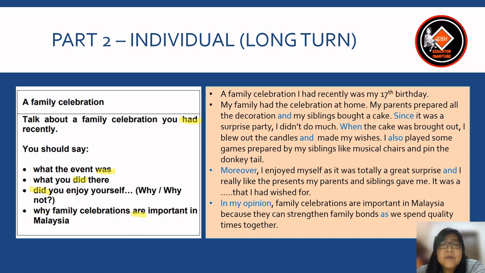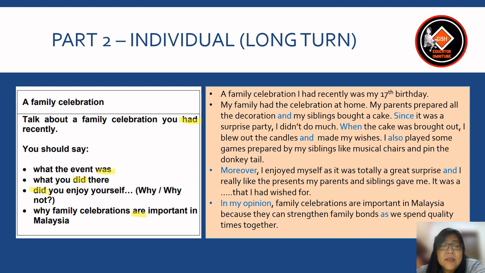Moreover, remember here you have to use the cohesive devices. Okay, so in between the answers just now where you have the activities, you can use linkers like since, when, and. Okay, so let's continue with the third task. Moreover, I enjoyed myself as it was totally a surprise party, and I really liked the presents my parents and siblings gave me. Okay, so here, whether you're talking about a present or many presents is up to you. Okay, so if it's a present, you can say it was maybe a smartphone that I had wished for.